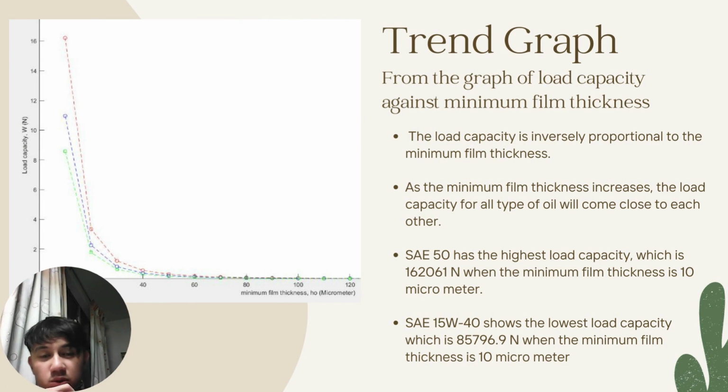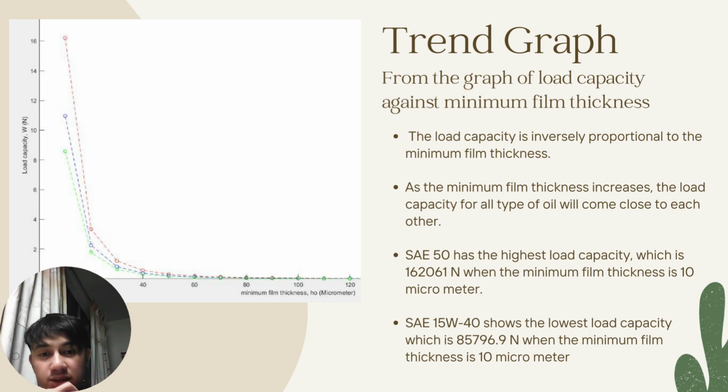Now we will proceed to the discussion of the graph. From the graph of load capacity and minimum film thickness, there are three graphs plotted, which can be seen in the figure above. From this graph, we can see that the load capacity is inversely proportional to the minimum film thickness. That means when the minimum film thickness is increased, the load capacity will decrease. We have noticed that as the minimum film thickness is increased, the load capacity for all types of oil will come closer to each other.